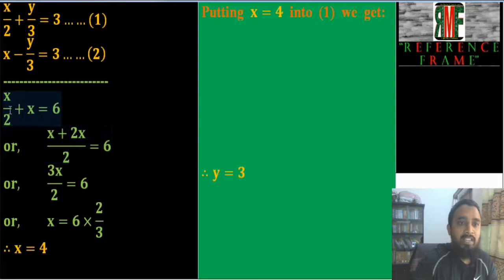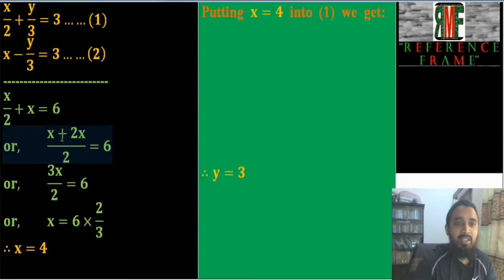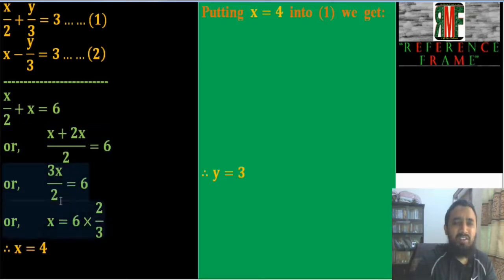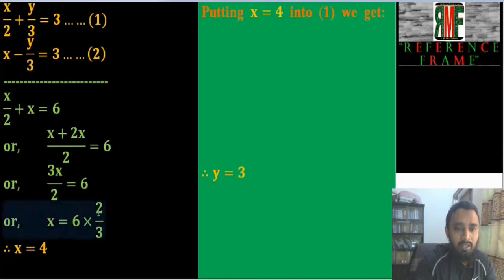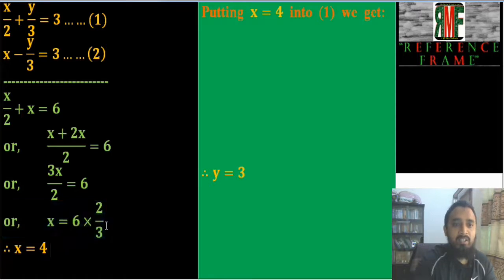Now by doing the LCM, the LCM is 2, so x plus 2x by 2 is equal to 6. Now x plus 2x is the same as before, just grade 6 standard. So here we find the value of x: x is equal to 6 times 2 divided by 3. Dividing 6 by 3 we get 2, so 2 times 2, or 6 into 2 becomes 12. 12 divided by 3 gives us the result 4.